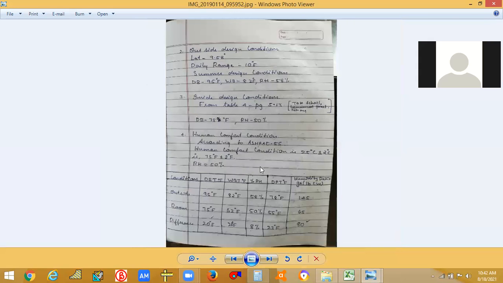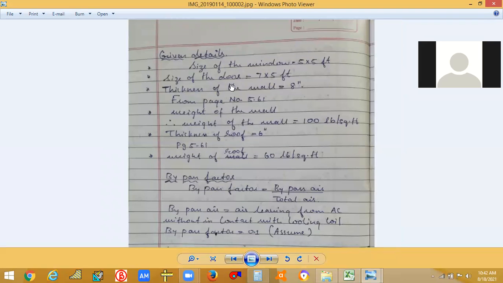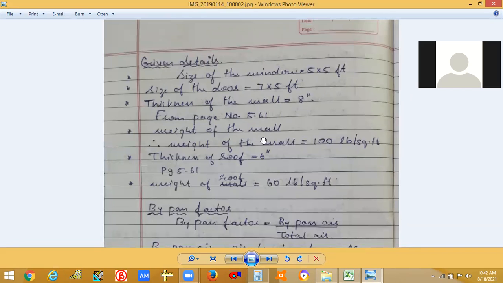Before going to that, you need to write some given details also. We need to know the size of the window, size of the door, thickness of the wall, weight of the wall, thickness of the roof, weight of the roof. Okay, so write these details. If we know the thickness of the wall, we will be able to know the weight of the wall. If we know the thickness of the roof, we will be able to know the weight of the roof. So normally the weight of the wall will be 100 pounds per square feet, and weight of the roof will be 60 pounds per square feet.